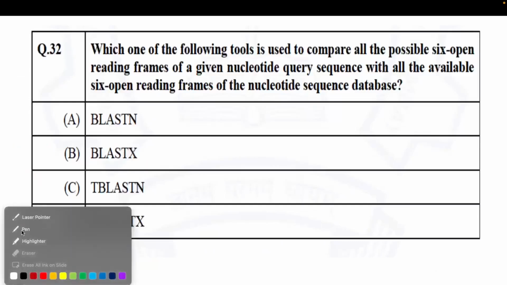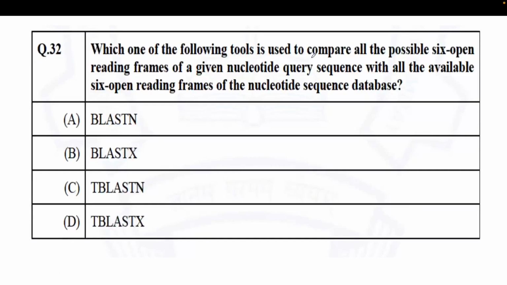In this question, it has been asked which one of the following tools is used to compare all the possible 6 open reading frames of a given nucleotide query sequence with all the available 6 open reading frames of the nucleotide sequence databases. So here the query sequence is a nucleotide sequence, and the database should also be nucleotide. So both are nucleotide, and you are matching the nucleotide sequence with the nucleotide databases.